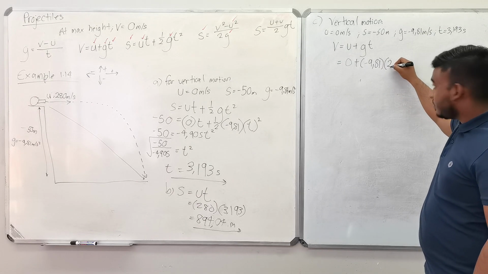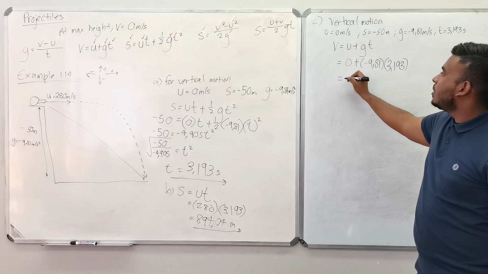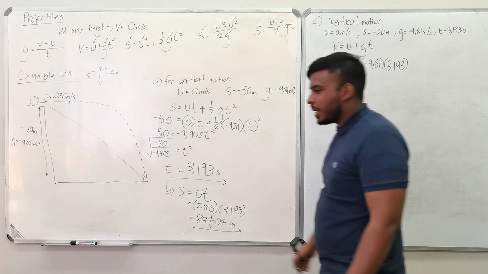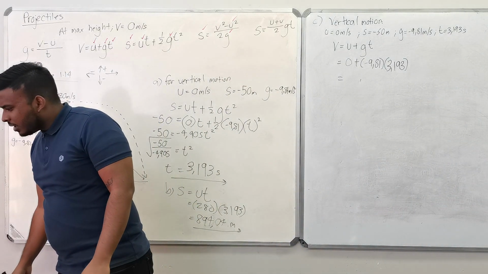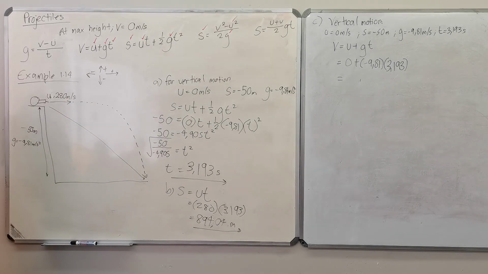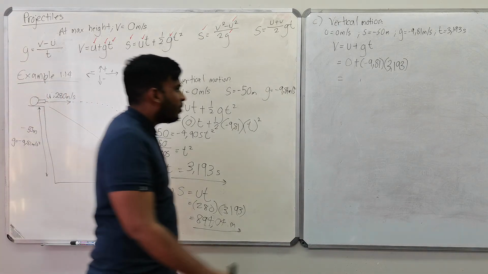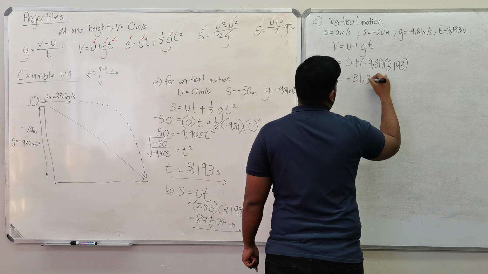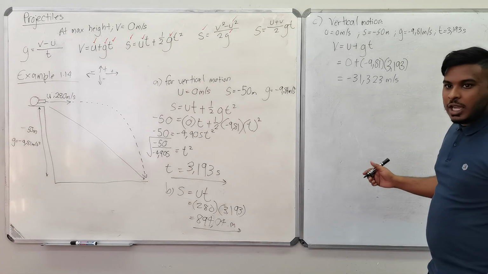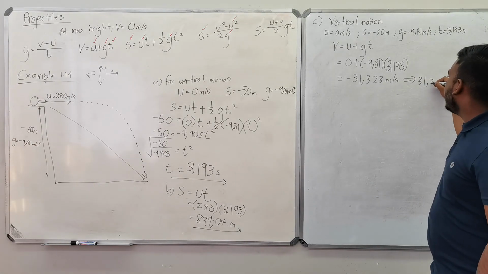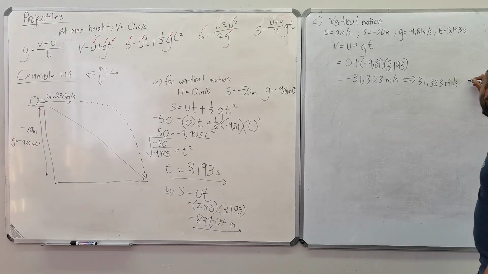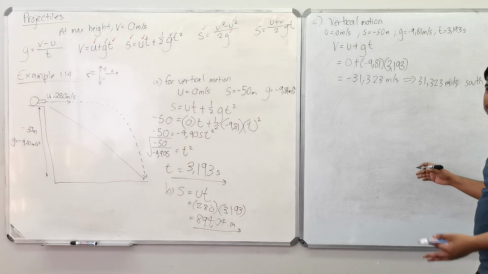times 3.193, which is equal to minus 31.323 meters per second. What does the minus mean? It's moving down. So it's the same thing as saying 31.323 meters per second downward. Because it's a negative value, it's moving down.